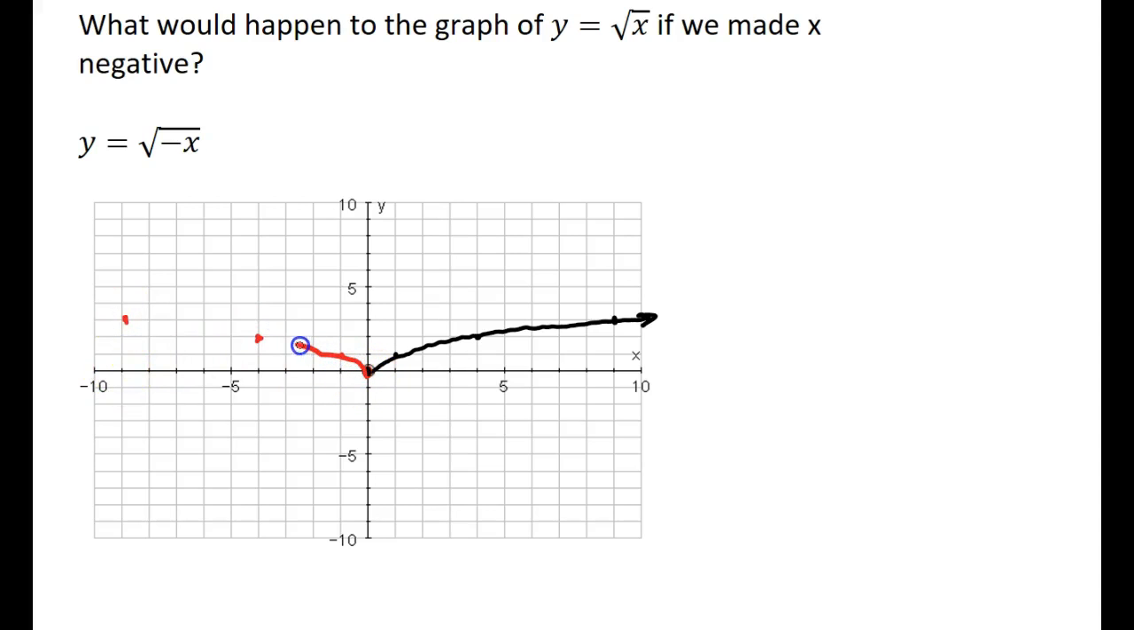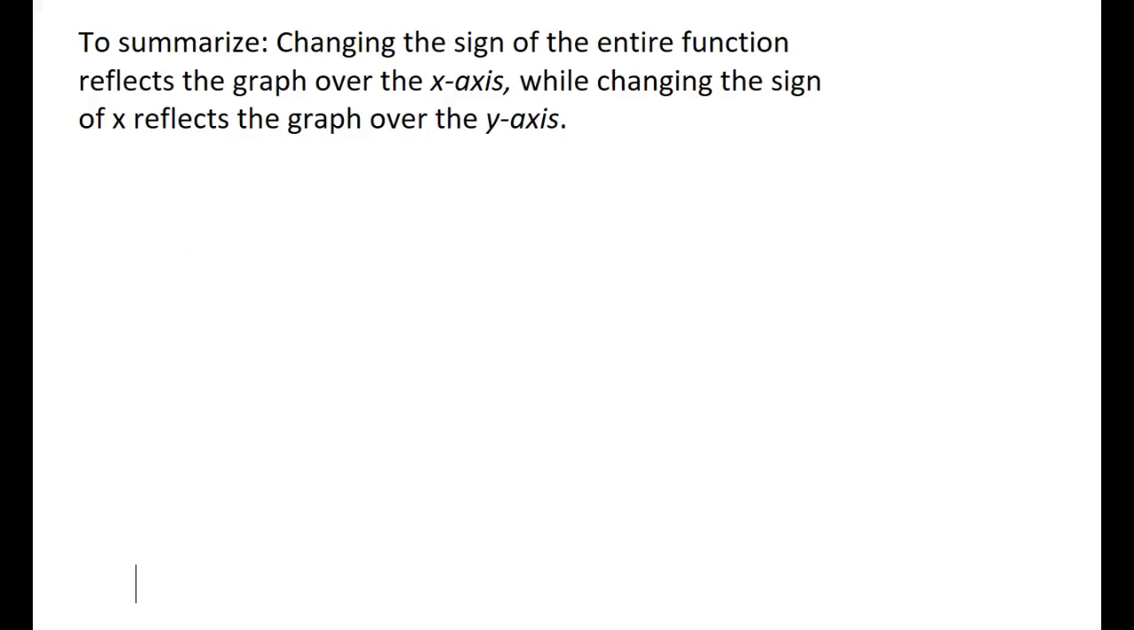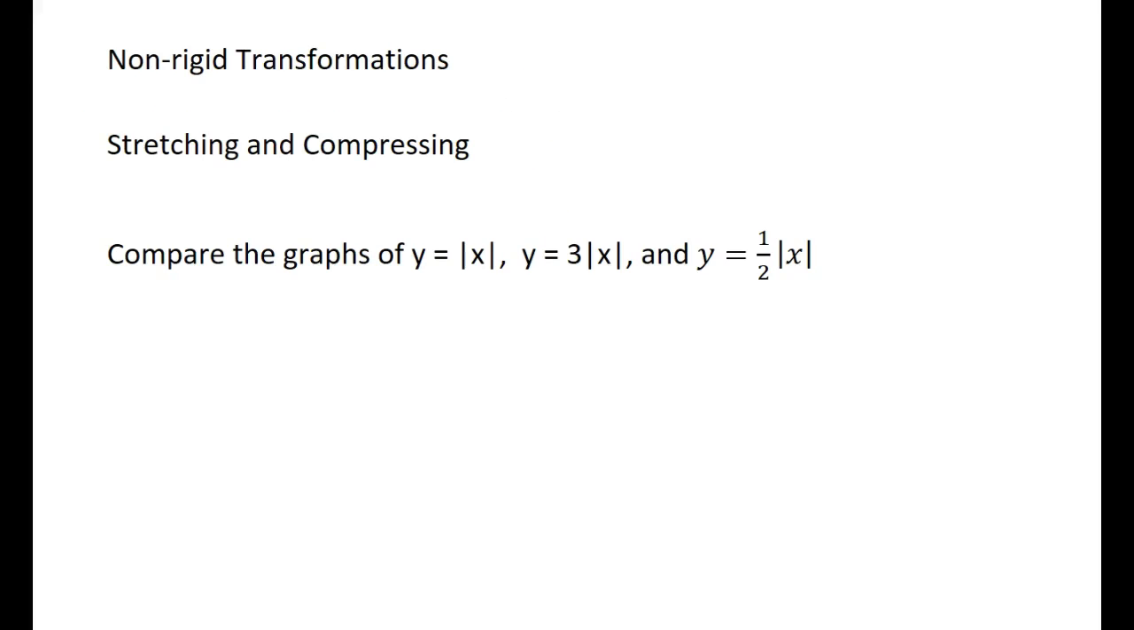And so this is reflected over the y-axis. Okay, so changing the signs of all the x terms in a function reflects it over the y-axis. So to summarize, changing the sign of the entire function reflects the graph over the x-axis, while changing the sign of x reflects the graph over the y-axis. Now let's look at what we call non-rigid transformations, and these transformations actually change the shape of the graph.